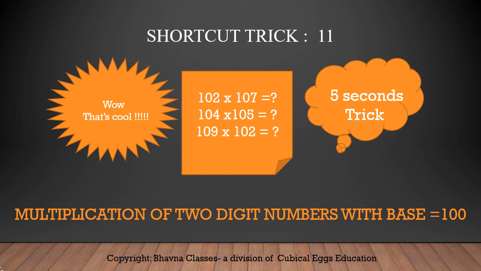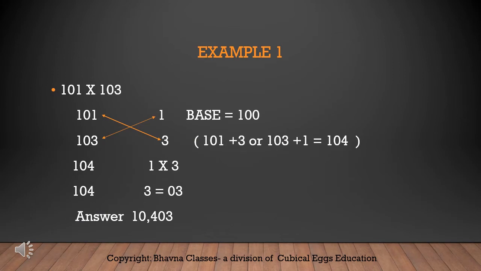In this video, we'll be discussing the Nikhilam method for finding the multiplication of numbers which are more than 100, by using the base as 100. So let's see how it is done. Here is the first example, 101 times 103. I get 101 by adding 1 to 100, that is my base, and 103 by adding 3 to 100.